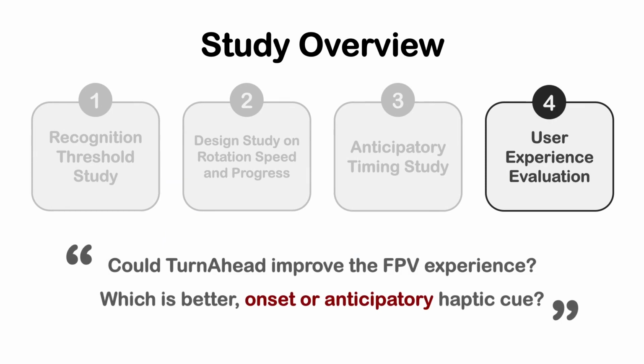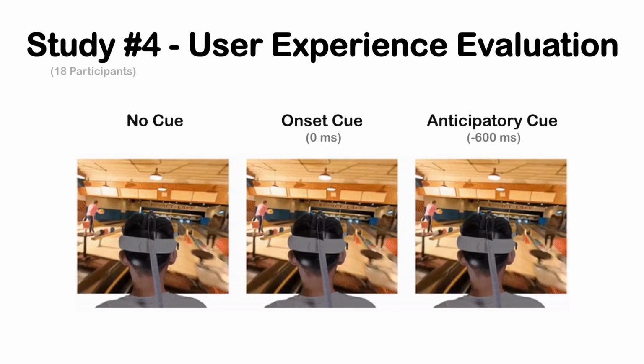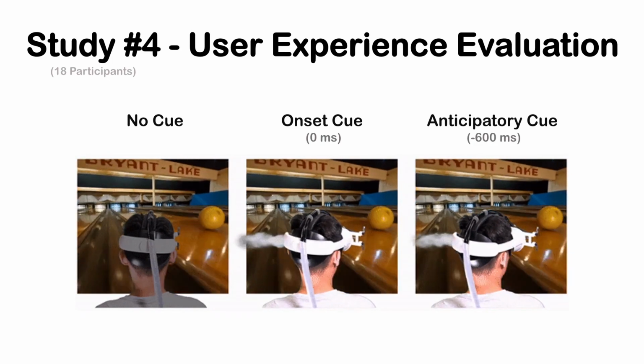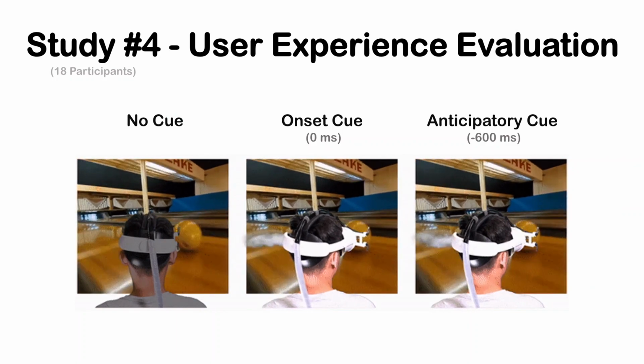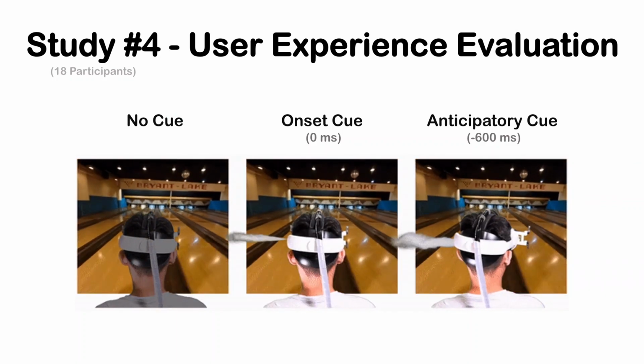In the user experience evaluation, we aim to know whether TurnAhead could improve the FPV viewing experience and which haptic design is better. To evaluate it, we conducted a user study comparing 3 conditions: anticipatory cue, onset cue, and no cue, which is the baseline condition.